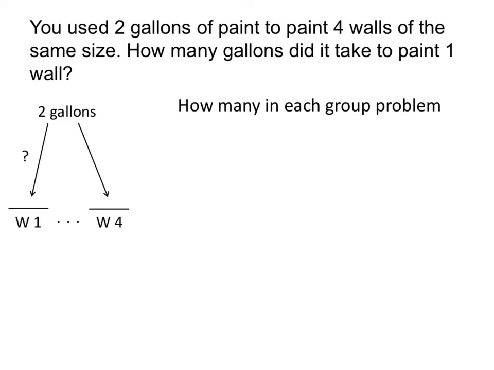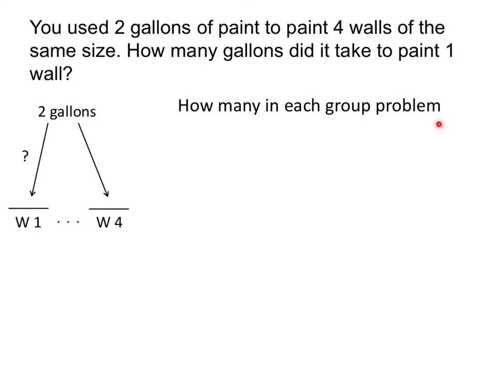So we can draw a picture of this situation like here. We're going to put our 2 gallons at the top. Some of those gallons are going to go into the first wall, some are going to go into the second, some into the third, and then some are going to go into the fourth. So the question is, how many gallons are going to go into one whole wall? And so we've got our groups here at the bottom. We've got 4 groups. We don't know how much is going to go into each group, so this is indeed a how many in each group type of problem.